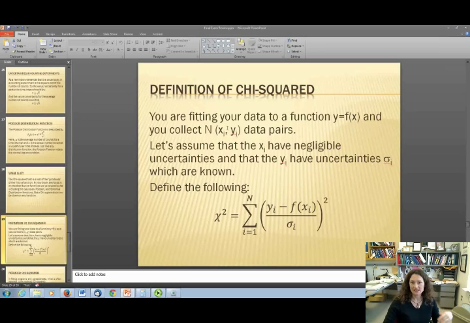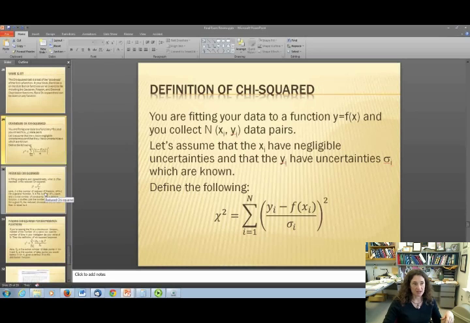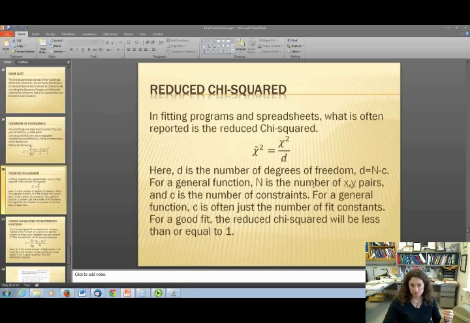So if you're fitting to some random function f of x, like a linear least squares fit or whatever, and you've collected n data pairs, xy pairs, then your chi-squared is given by this function here: the sum over all your xy pairs of (yi minus f of xi) divided by the uncertainty sigma, squared. That's your chi-squared value. Now, if you did that, the sum would tend towards n.